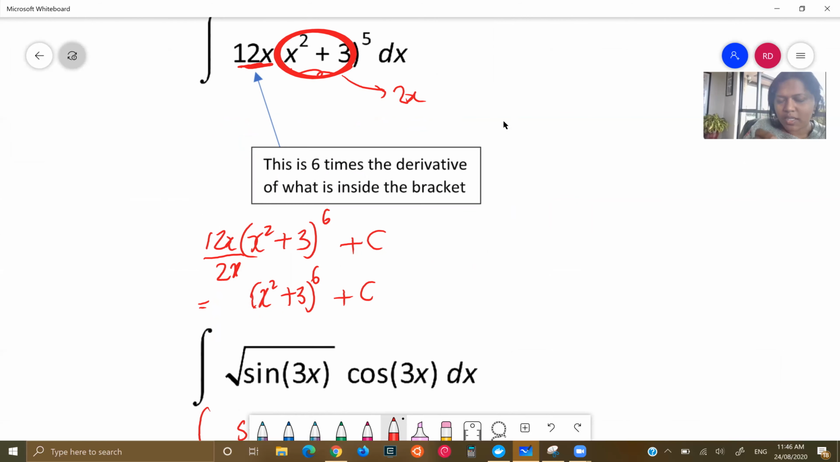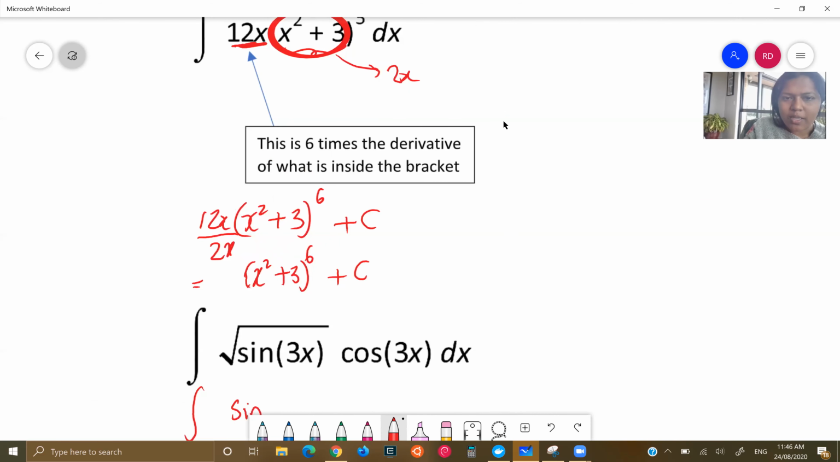Yeah, you know what I didn't do? I'll tell you what I didn't do. I didn't divide by 6 as well, because I have to divide by 6 as well as 2x. Does that make sense, guys? Yeah, I have to divide by the power as well as the derivative. So which will give me just this. There's no constant in front.